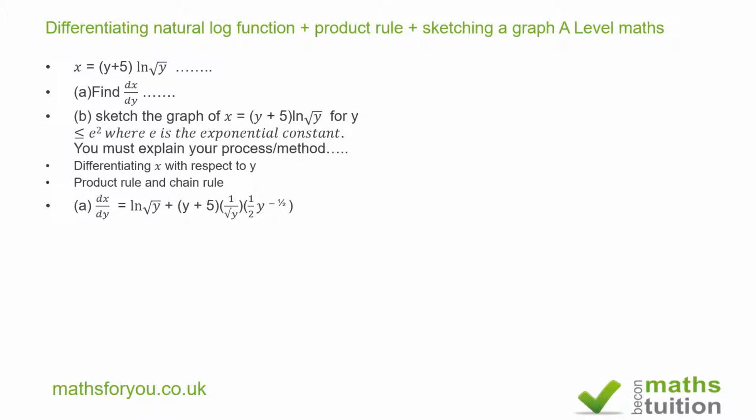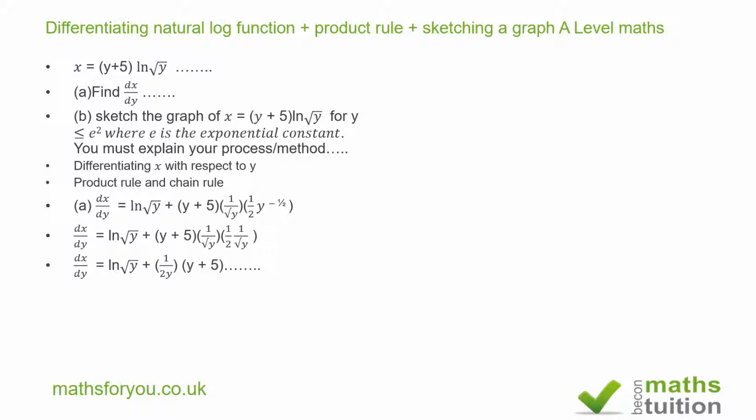So now we have that dx over dy is equal to the natural log of square root of y plus y plus 5 multiplied by 1 over the square root of y multiplied by a half multiplied by 1 over square root of y. And when we tidy up, we end up with that dx over dy is natural log of square root of y plus 1 over 2y, because the square root of y multiplied by square root of y will give us just y. So the answer becomes natural log of square root of y plus 1 over 2y multiplied by y plus 5. And that's the first part of the question.